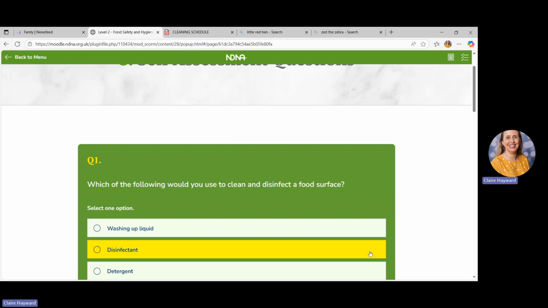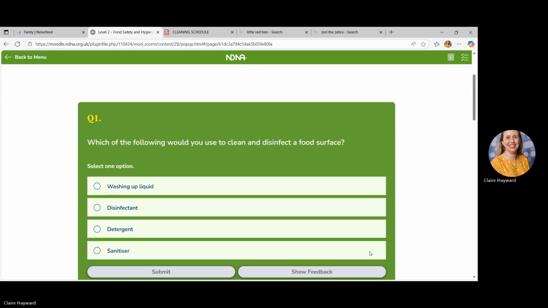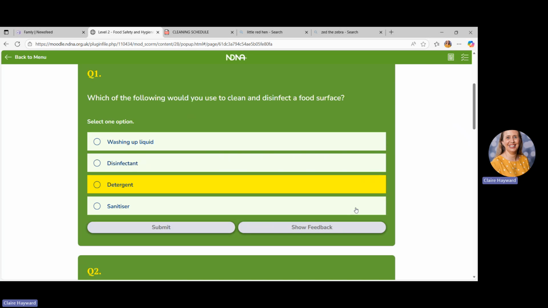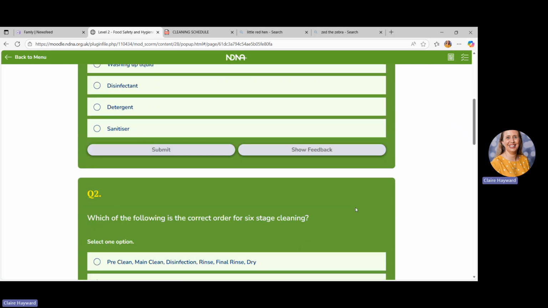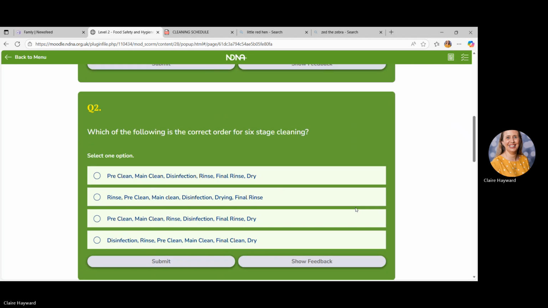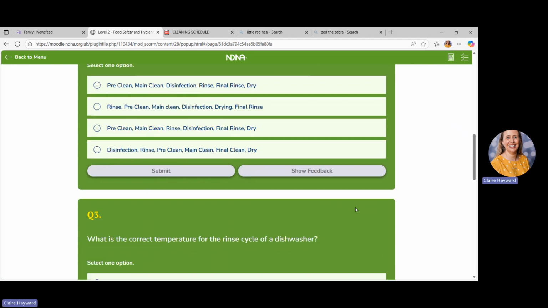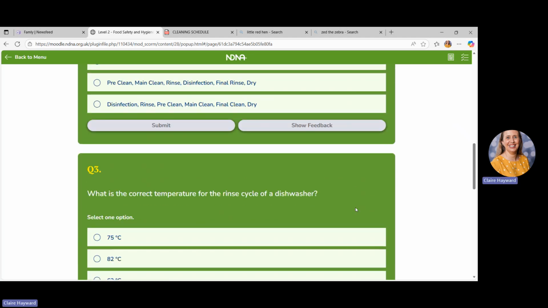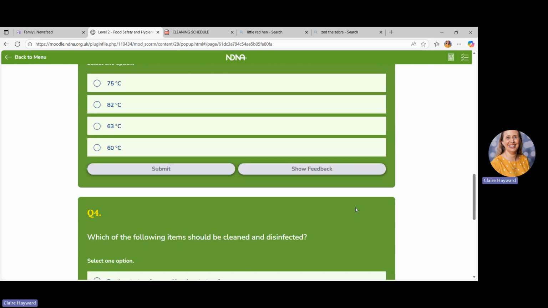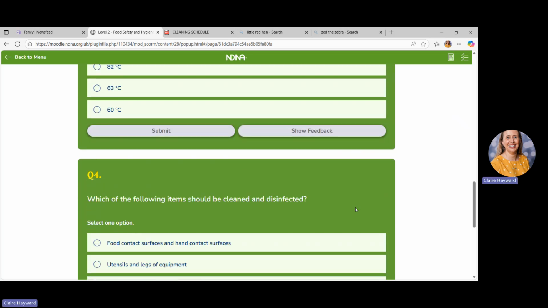And we've got a self-assessment here. Which of the following would you use to clean and disinfect food surfaces? Which of the following is the correct order for 6-stage cleaning? What is the correct temperature of the rinse cycle with a dishwasher? Which of the following items should be cleaned and disinfected?